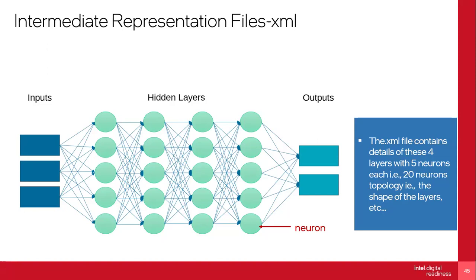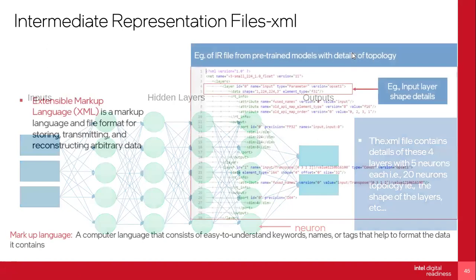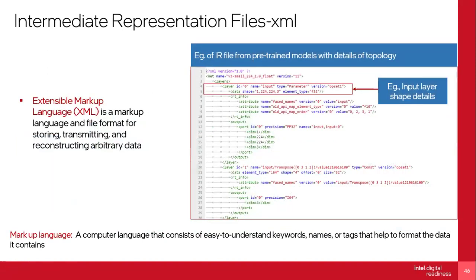Simply we can say that it is the shape of the layers. So the shape of the layer is in the XML. So what is meant by XML? Extensible Markup Language is a markup language and file format for storing, transmitting, and reconstructing arbitrary data. Here you can see this example of input layer shape and details.